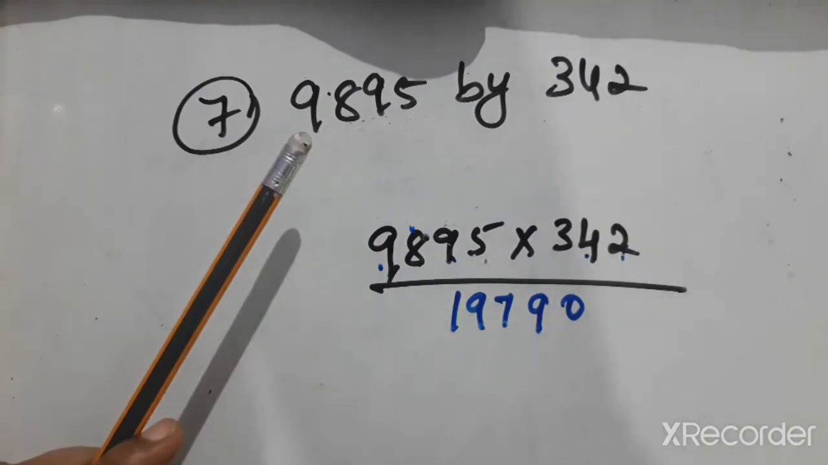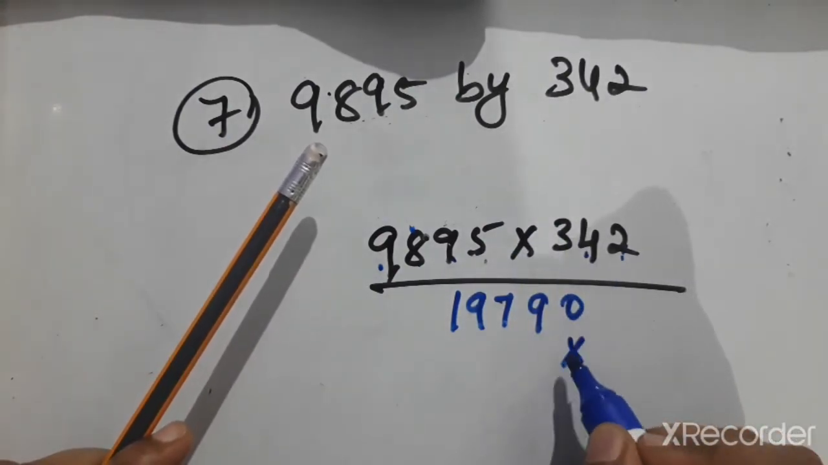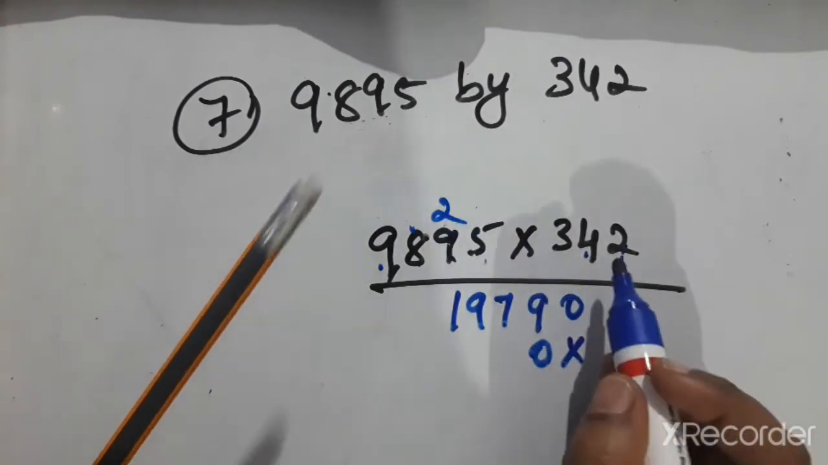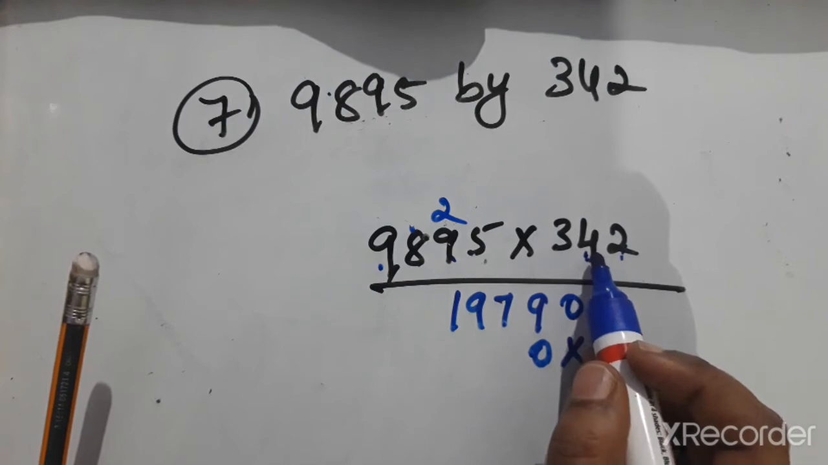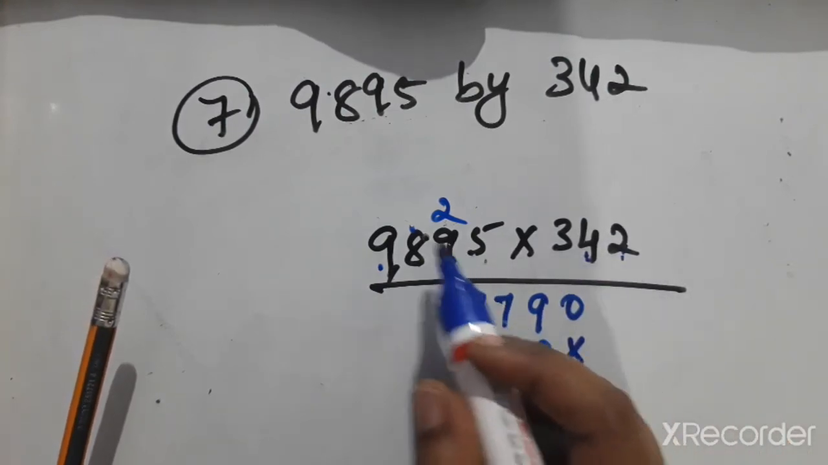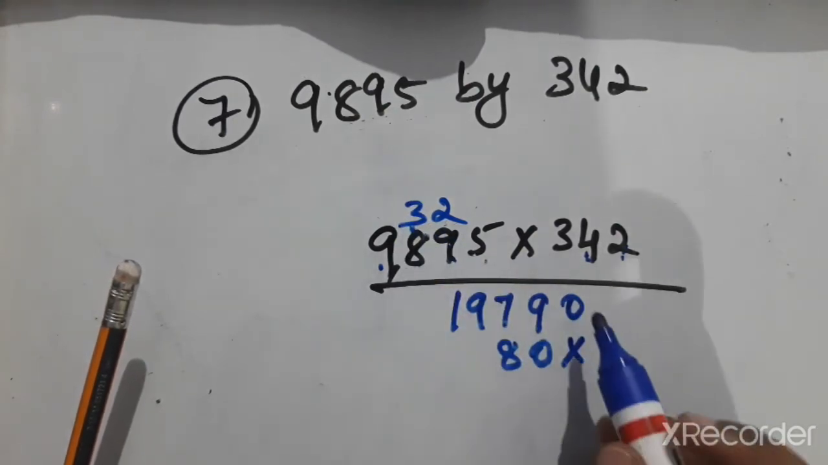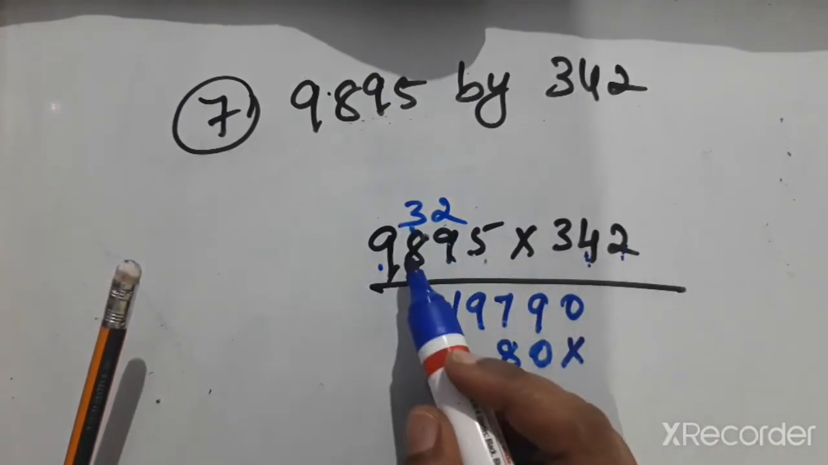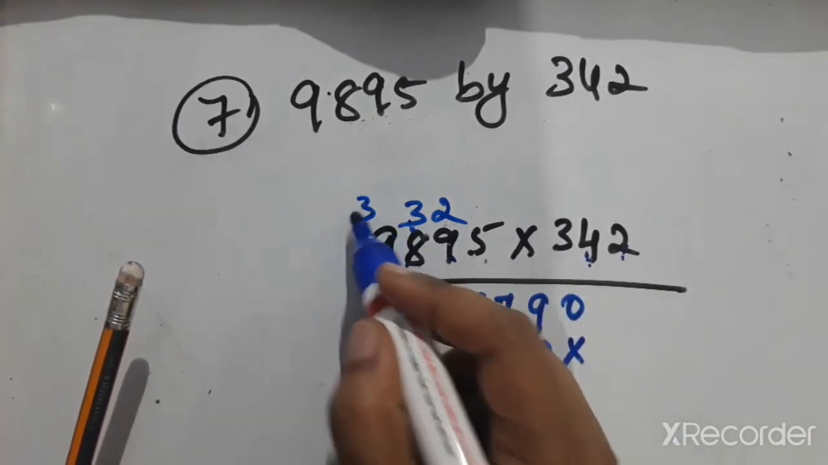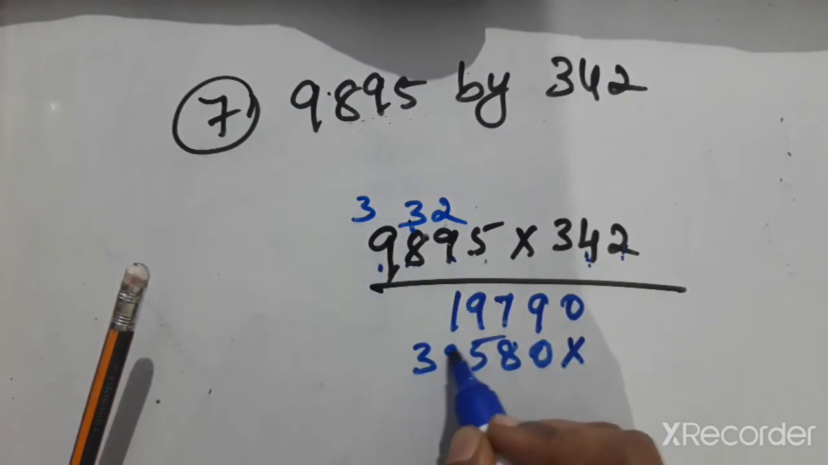4. Now 4 into 5. 4 5s are 20. So we have to leave this space, and 4 5s are 20. 0 here. 2 carry out to the next place. 4 9s are 36. 36 plus 2 is 38. 8 here. 3 carry out to the next place. 4 8s are 32. 32 plus 3 is 35. 5 here. 3 carry out to the next place. 4 9s are 36. 36 plus 3 is 39.